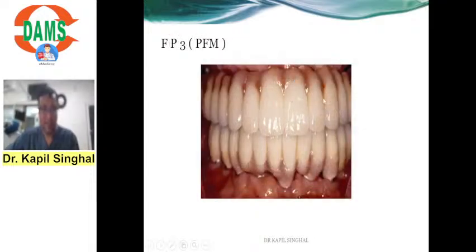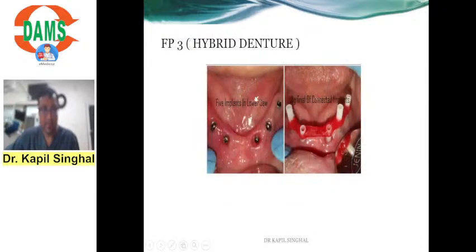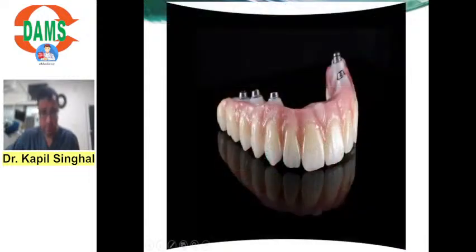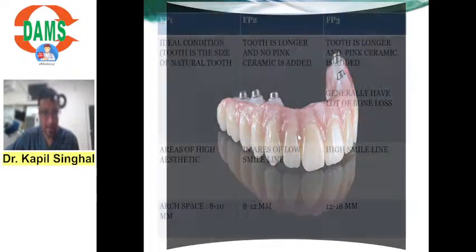So this is FP3, and in FP3 also this is metal ceramic, PFM. So I told you when in FP3 the space is less than 15 millimeters per arch, I would prefer to give a metal ceramic or a zirconia prosthesis. This is FP3 hybrid denture. It's a screw retained, means the denture is screwed over the implants, and this is preferred when the space is more than 15 millimeters. This is again an FP3 type of zirconia with white and pink.